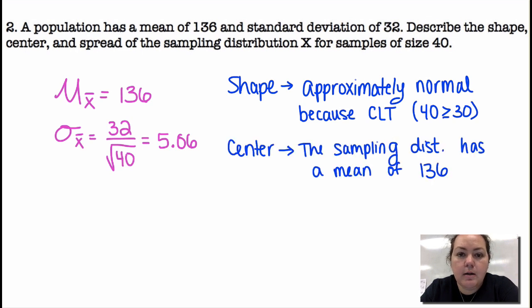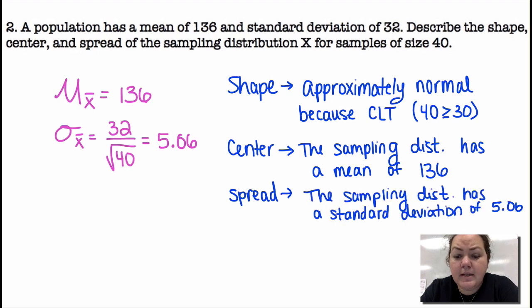My center is going to be using my mean. The sampling distribution has a mean of 136. My spread will be using the standard deviation. My sampling distribution has a standard deviation of 5.06.